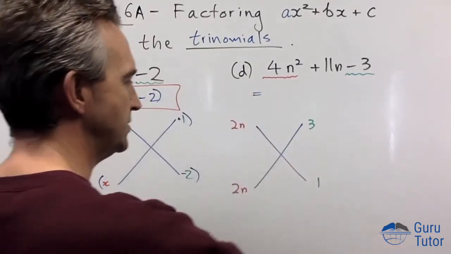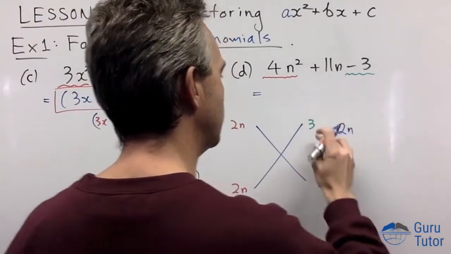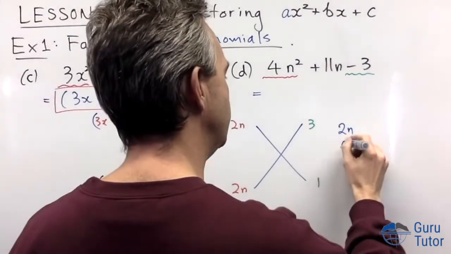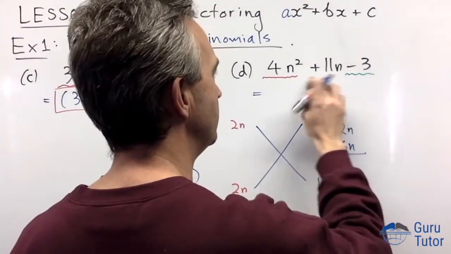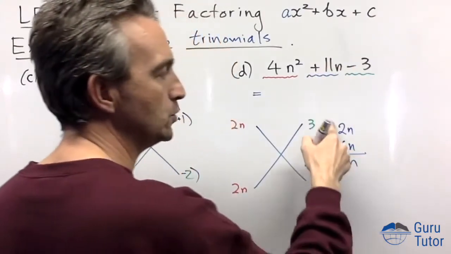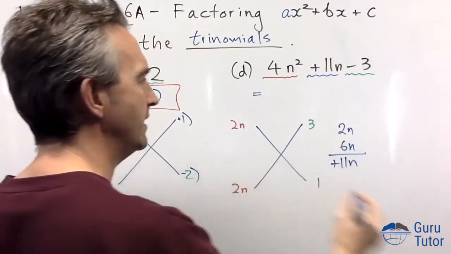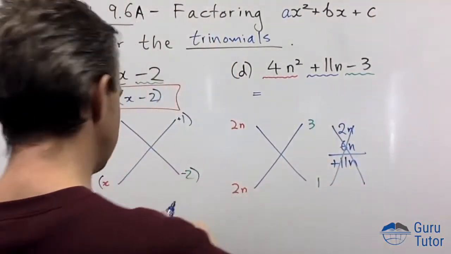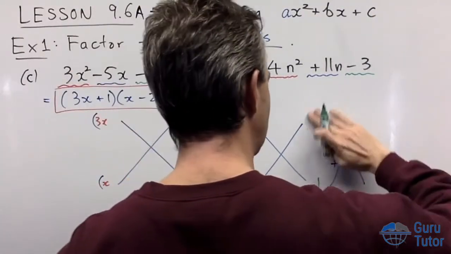And cross multiply, so 2n times 1 is 2n. 3 times 2n is 6n. And we want this sum to equal that number there. Can that give plus 11n if we fool around with these pluses here or minuses here? No, it can't. So we're going to try something else. 1 and 3.